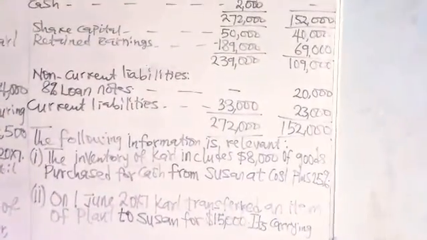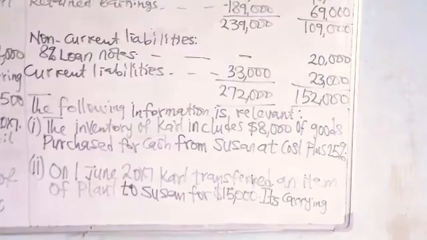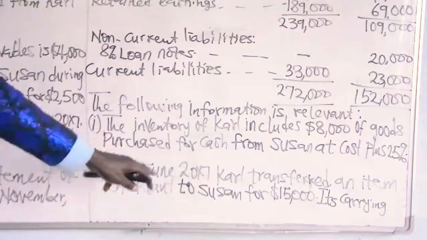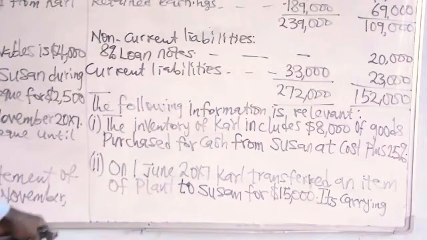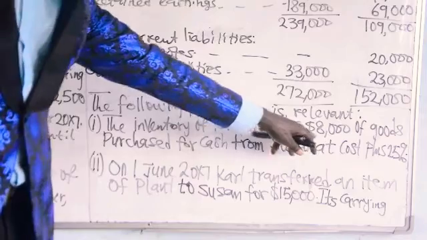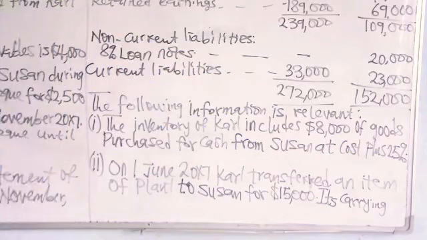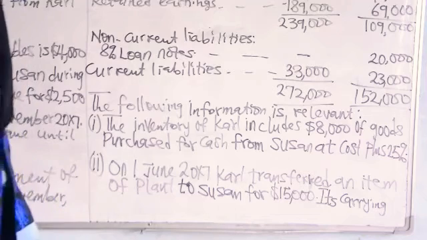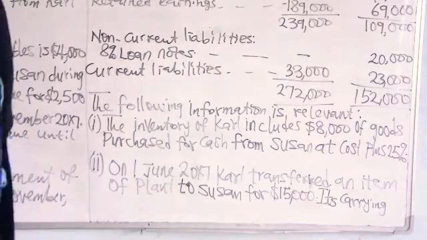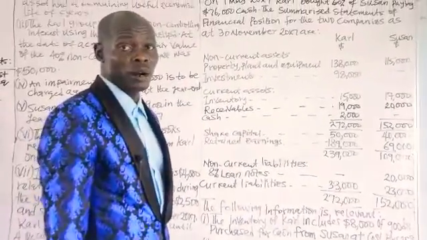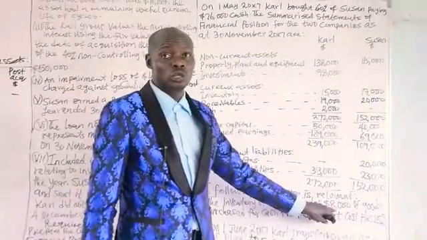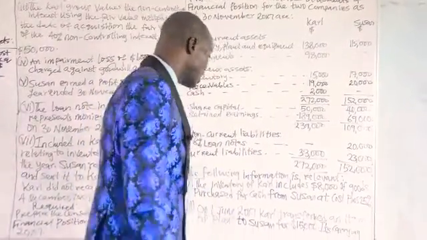Note 1. The following information is relevant. The inventory of Carl includes 8,000 of goods purchased for cash from Suzanne at cost plus 25%. Since you were told inventory includes that, it means 8,000 remain unsold. I've told you that where there are transfers between members of the group and a portion of the goods transferred has not been sold to a third party, you will need to calculate the unrealized profit on the portion not yet sold.